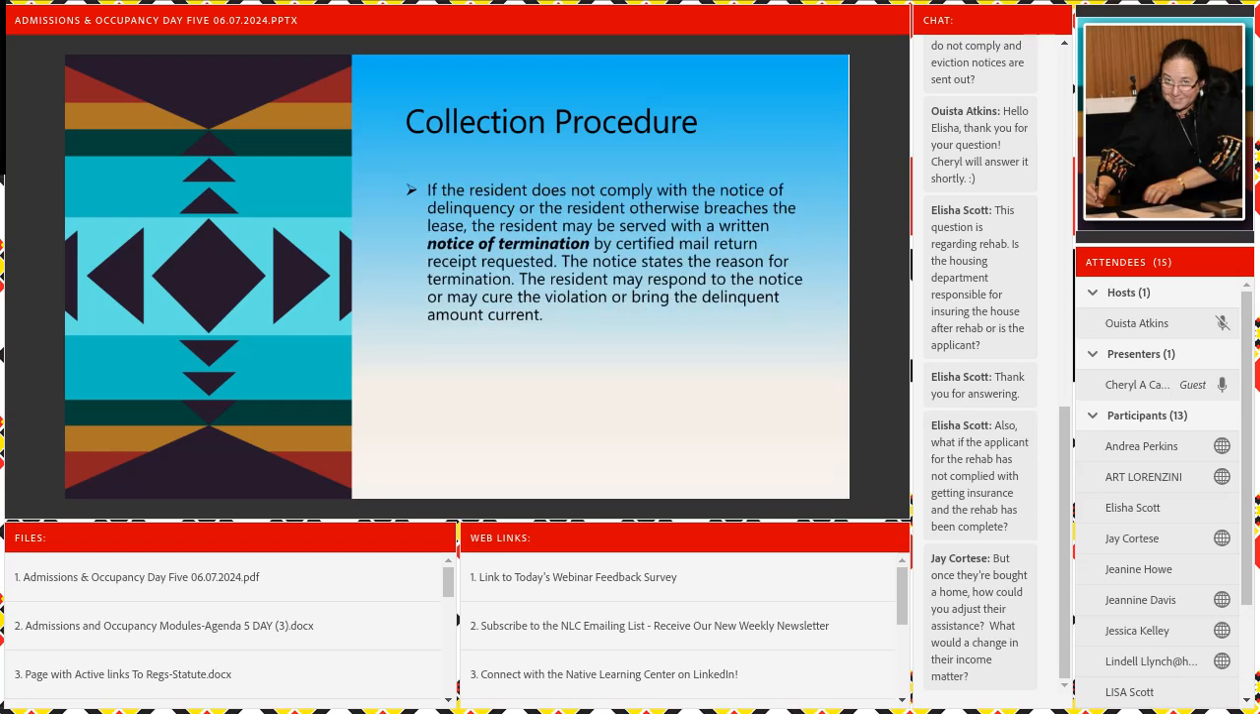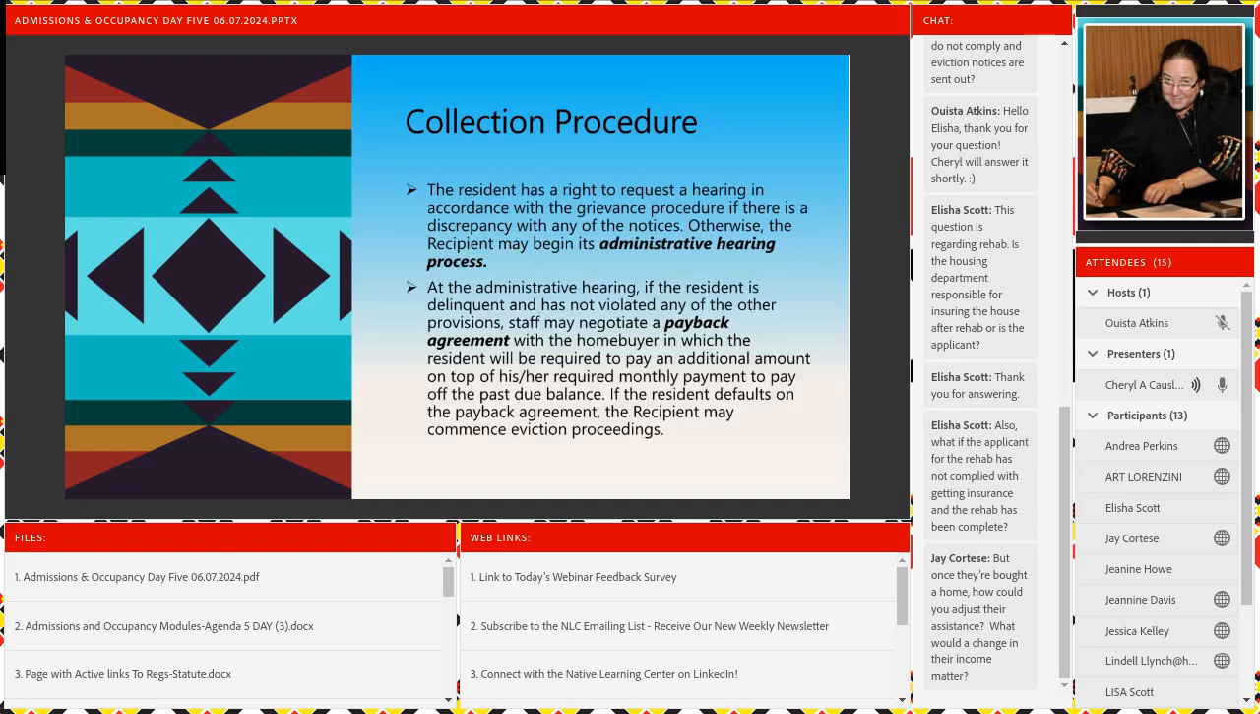If the resident does not comply with the notice of delinquency or the resident otherwise breaches the lease, the resident may be served with a written notice of termination by certified mail, return receipt requested. The notice states the reason for termination. The resident may respond to the notice or may cure the violation or bring the delinquent amount current. Your resident has a right to request a hearing in accordance with the grievance procedure if there is a discrepancy with any of the notices. Otherwise, the recipient may begin an administrative hearing process.